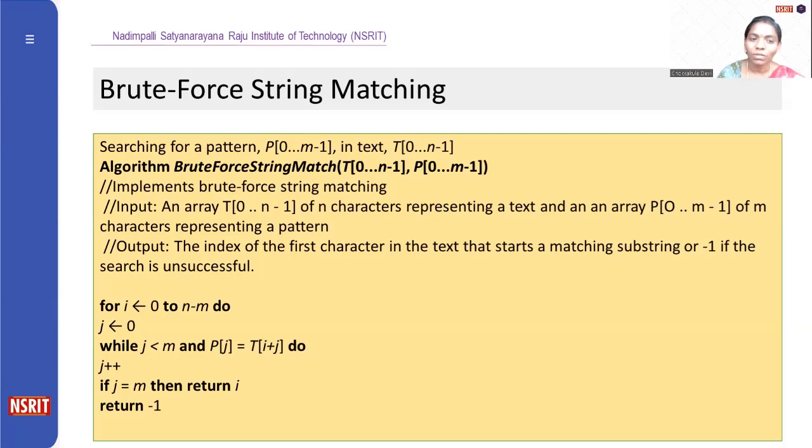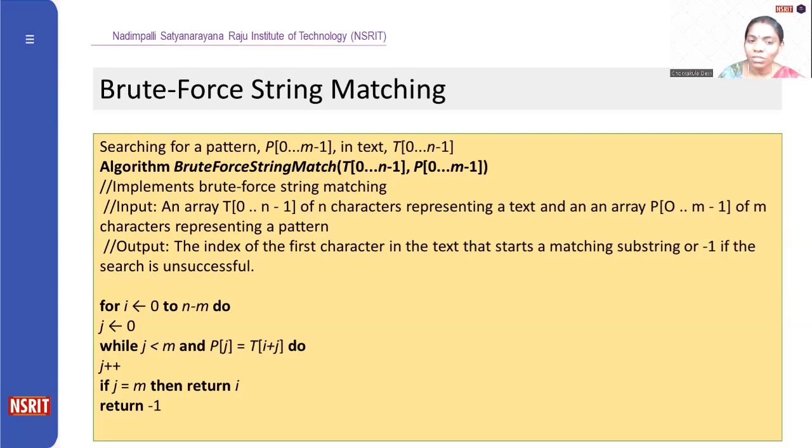And j is going to run from the 0th index, because we need to match from the first character of your pattern against the text, and we start searching from there. So while j is less than m and P of j equals T of i plus j, we increment j.